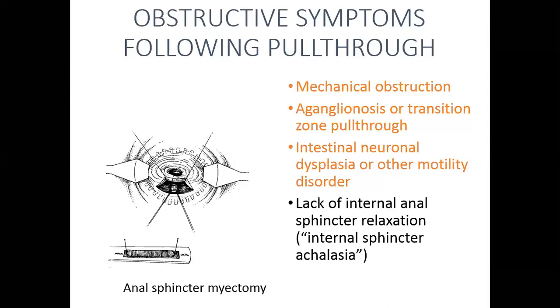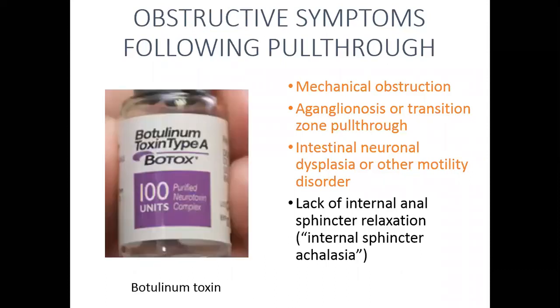When I was training, these children would sometimes have an anal sphincter cutting operation, a myectomy or a sphincterotomy. And a lot of times that actually did improve their obstructive symptoms. But we know that many children with Hirschsprung's also will develop soiling, and it can't help soiling to cut the internal sphincter. So I think the solution for these children, if you have access to it, is Botox, because Botox relaxes the sphincter, but in a reversible way.